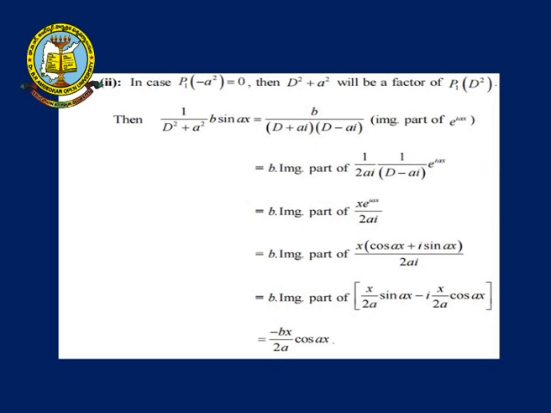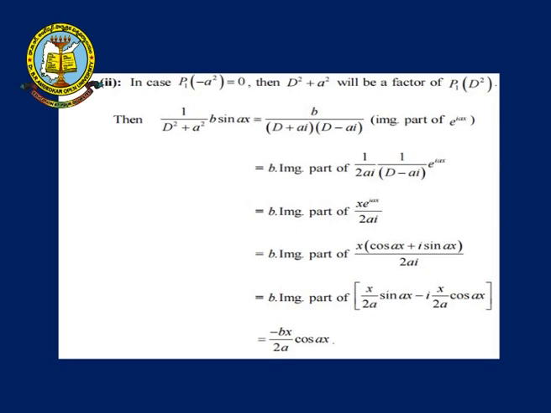Next, here we can simply remember the direct formula also. What is that? Minus b into x by 2a into cos ax. For sin ax, we can write x by 2a into cos ax. So here directly, or otherwise we can use this procedure also.